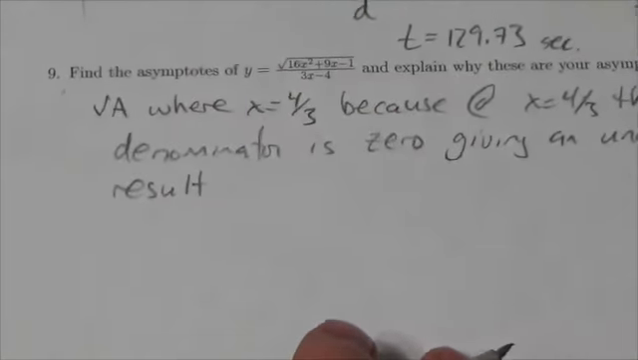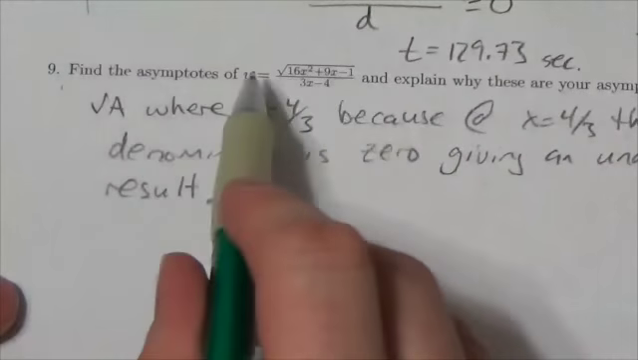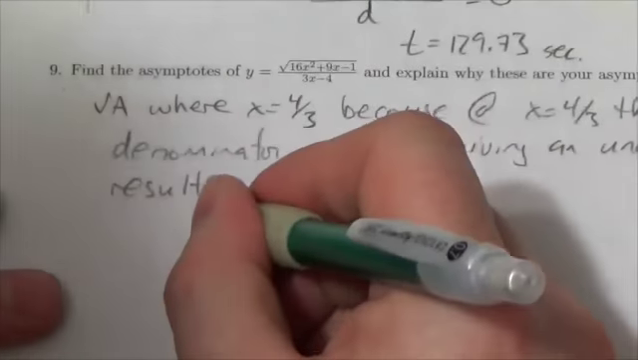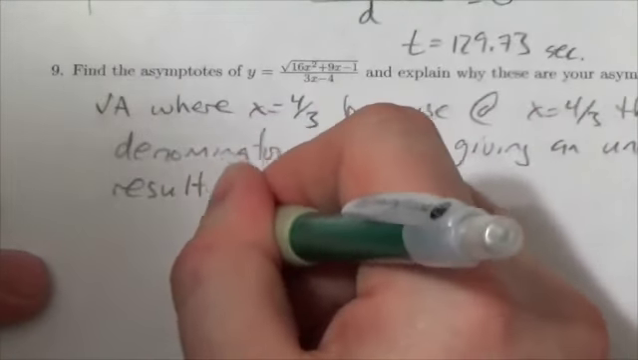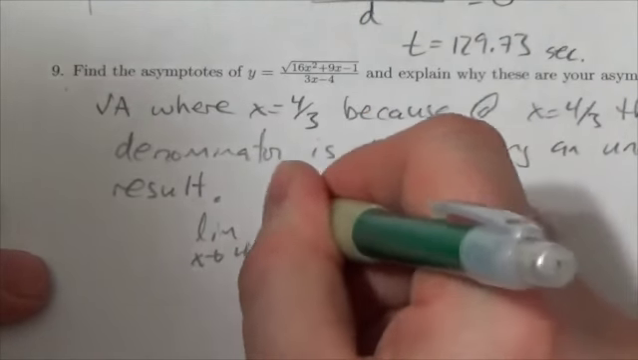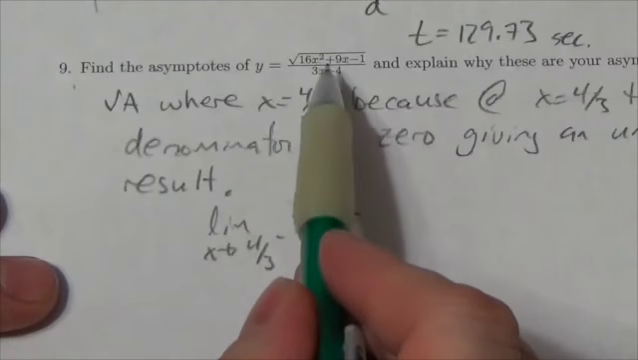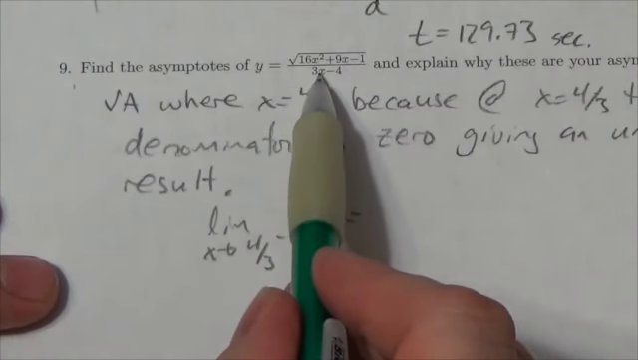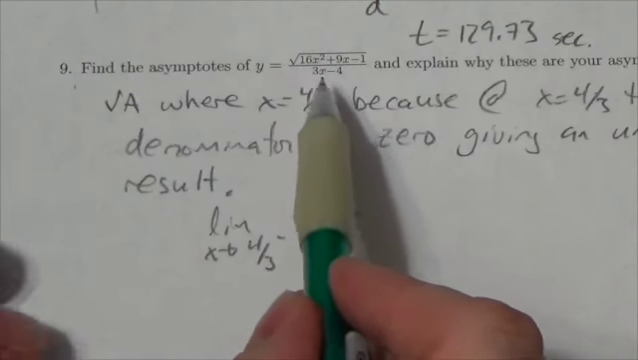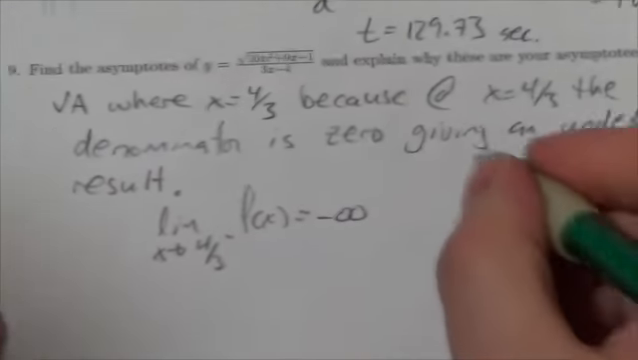Now, we can also do this a couple of other ways here. We know that the numerator is always going to be positive because a square root can only produce a positive result. So we could also explain this like this. If you take the limit as x approaches 4/3 from the left of our function, the numerator is going to be positive, the denominator is going to approach 0, but from a value slightly to the left of 0. It's going to be slightly negative. So that's going to approach negative infinity.